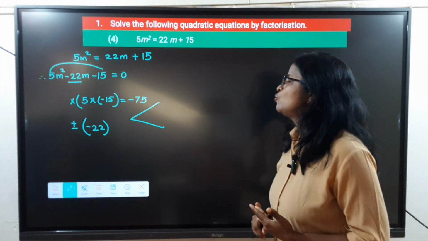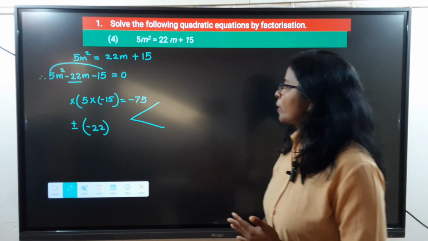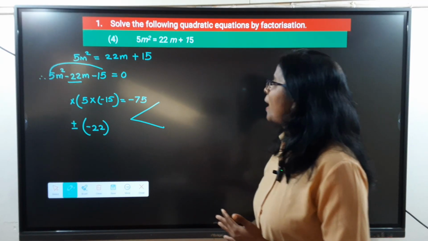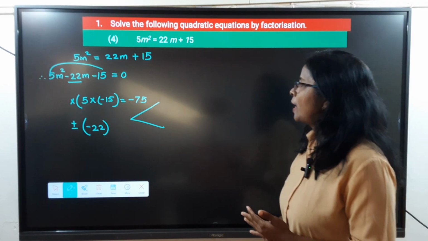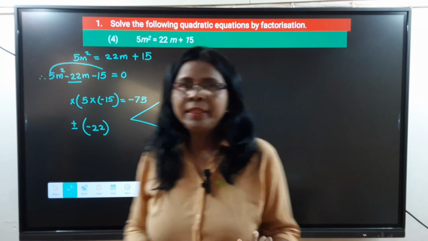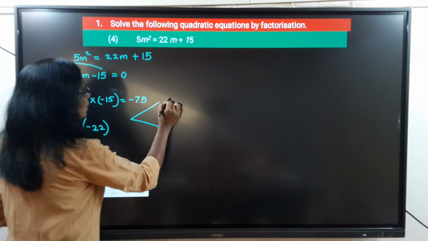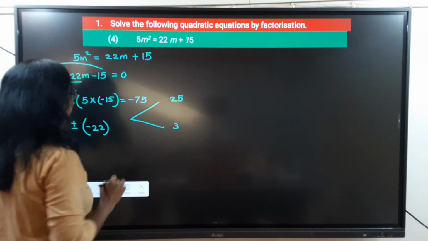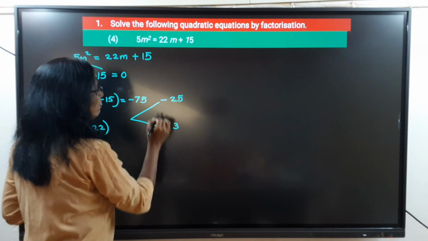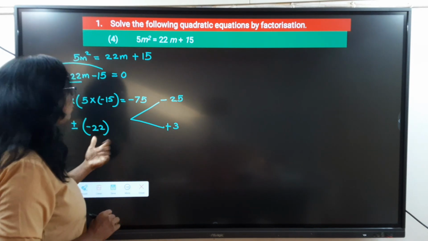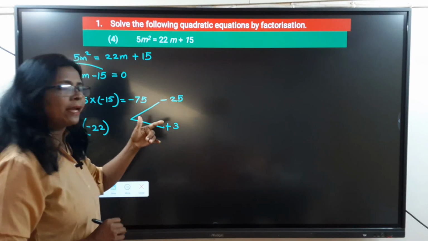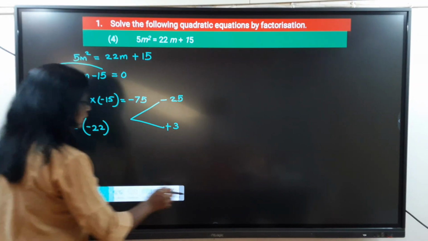So now, students, the numbers are: 25 threes are 75. So here minus 25, positive 3. That means the addition will be minus 22 and the product will be minus 75. So these two numbers fulfill these two conditions.